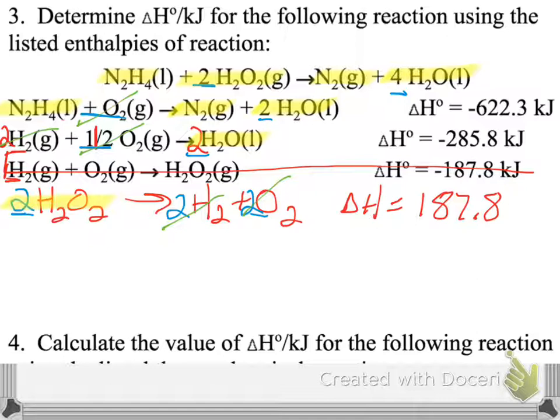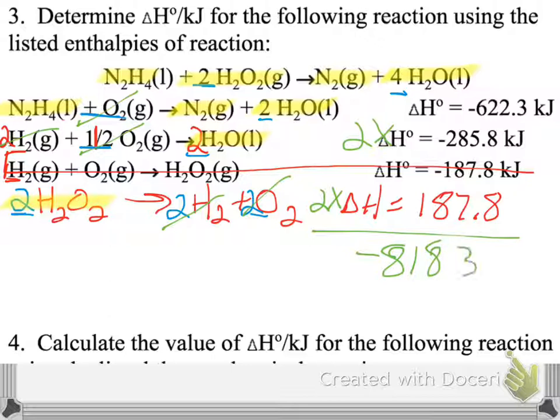So I'm going to remember this was multiplied by 2. This was multiplied by 2, so you go ahead and you do your math. You're going to take your negative 622.3 plus your negative 285.8 times 2, and then add that with your positive 187.8 times 2, and you should end up getting a negative 818.3 kilojoules.